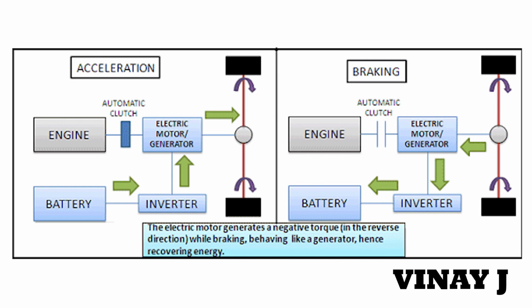The MGU-K electric motor is connected to the crankshaft through the timing gears. It helps turn the crankshaft, therefore producing more overall power. The MGU-K is directly connected to the rear wheels.